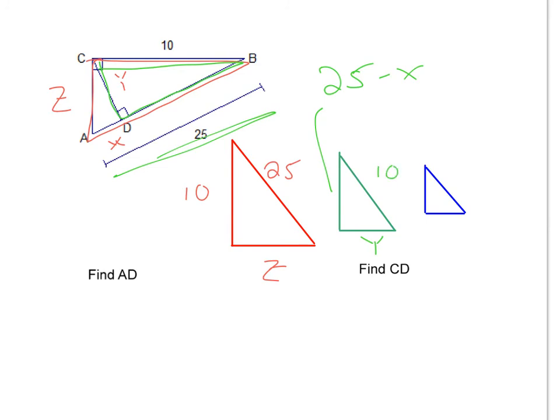And my little boy blue, that's this little guy right here. My short leg is x, my long leg is y, and my hypotenuse is z. You need to set up your proportions and solve for AD, which is x, and solve for CD, which is y. Have fun.